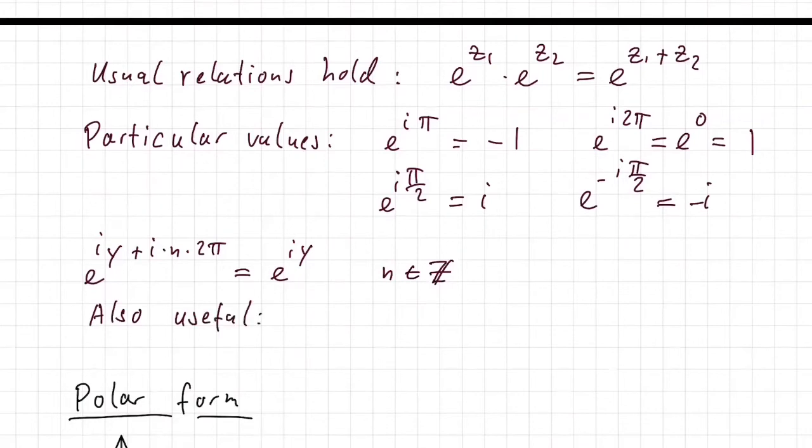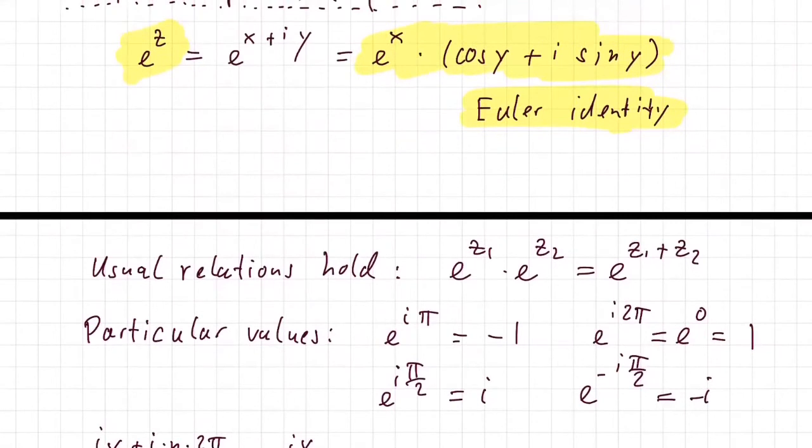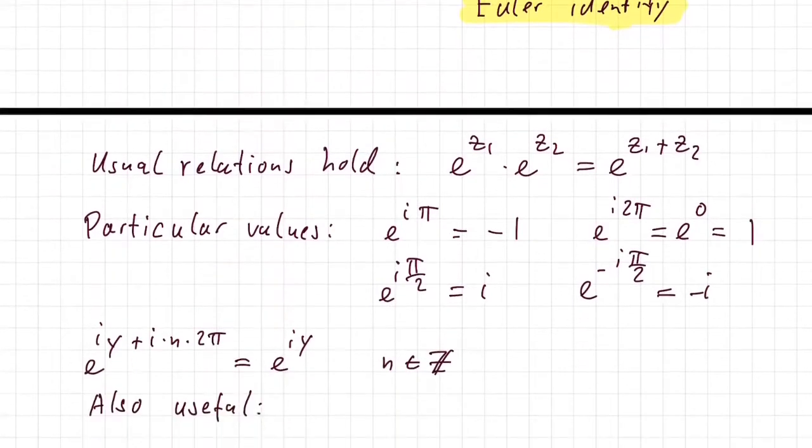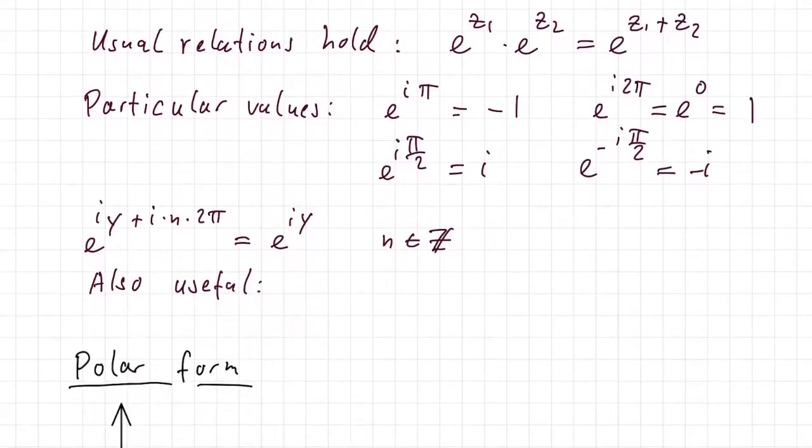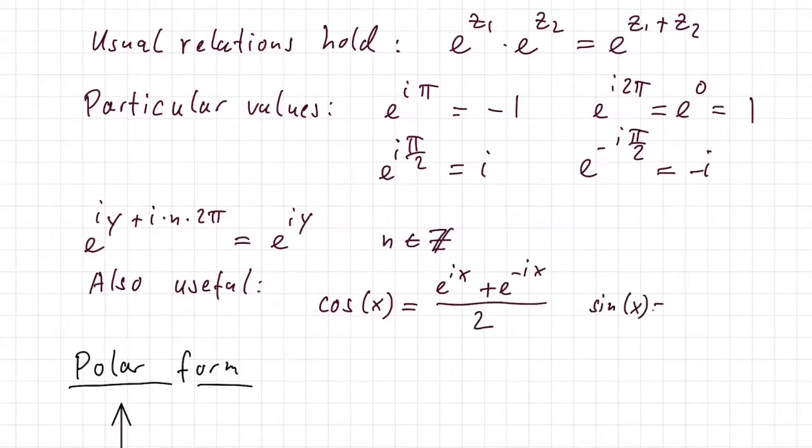What is also useful, well, what we saw up here is that we defined the complex exponential in terms of cosine and sine. You can also use, of course, now this Euler identity to do the opposite, to define cosine and sine in terms of an exponential function. And when we do that, then you find that cosine of x equals e to the ix plus e to the minus ix divided by 2. And sine of x equals e to the ix minus e to the minus ix divided by 2i.